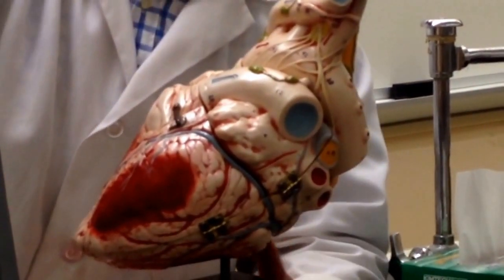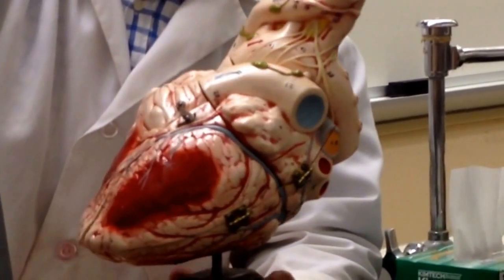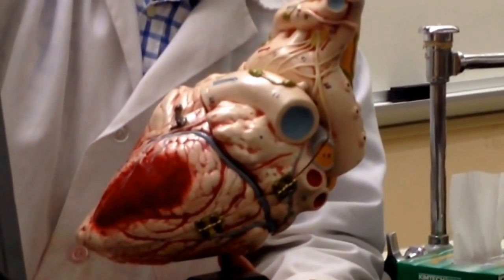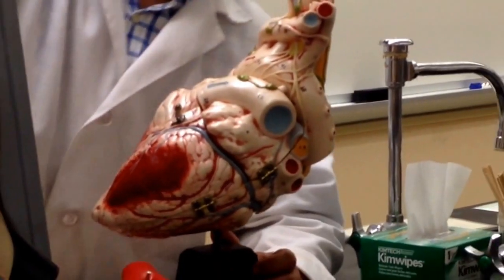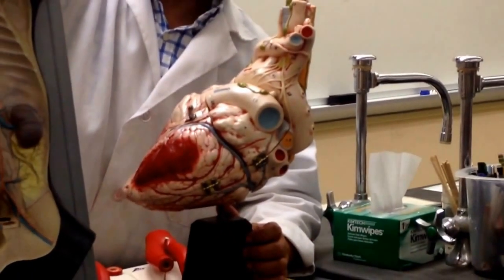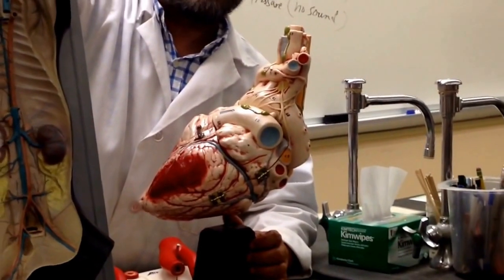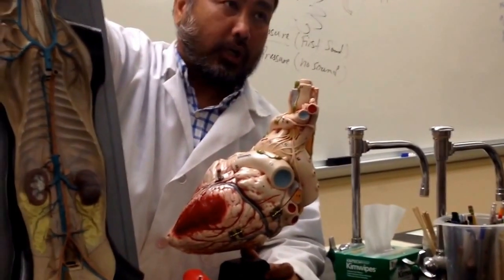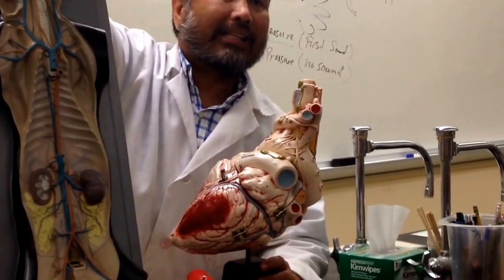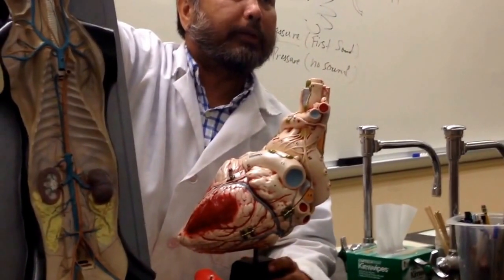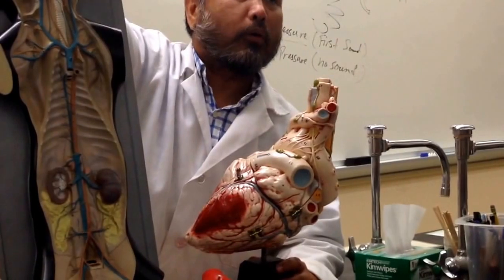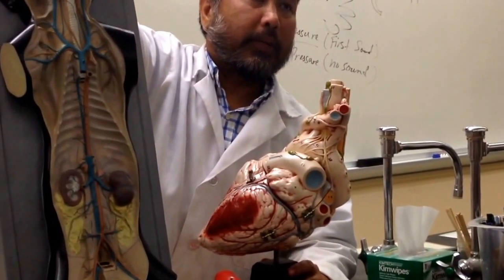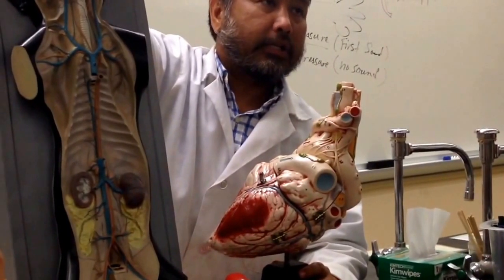What separates the thoracic cavity from the abdominal cavity? The diaphragm. And usually the first blood vessel that comes off of the abdominal aorta is the celiac trunk. The celiac trunk then distributes blood to three important organs: the stomach, the liver, and the spleen. And then we just continue.